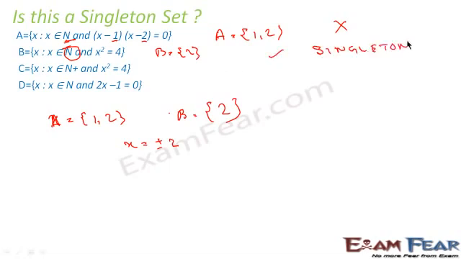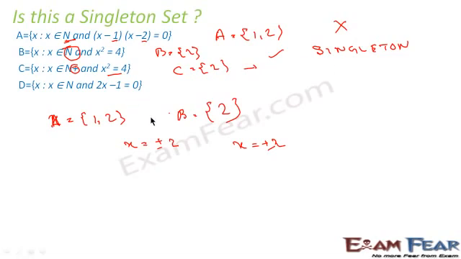Let's take the example of C. C is a positive natural number. Anyway, a natural number is always positive. And x square is equal to 4, so x is equal to plus minus 2. We are taking only positive natural numbers, and the positive one is 2. So C will have only one element, 2. So C is also a singleton set.